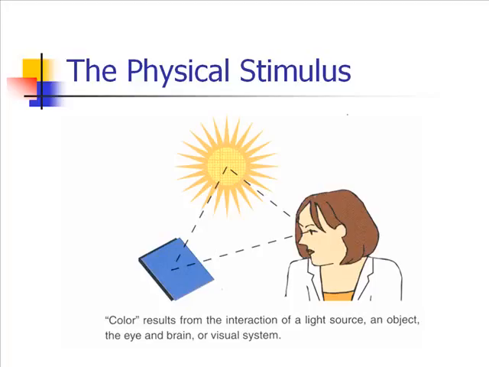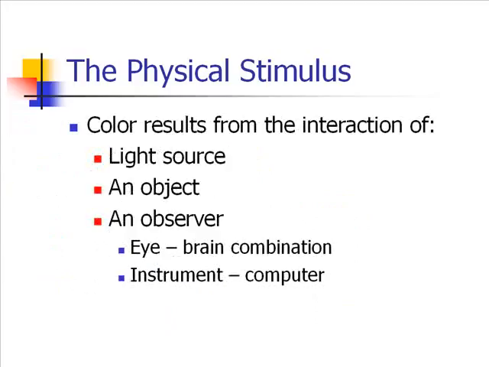When we get into the laboratory, we can replace the light source and our eye and brain with an instrument, a spectrophotometer and a computer. That does it also. It doesn't do it exactly like we do it, but it kind of simulates. You've got to have a light source, object, and observer. You can either have an eye-brain combination for an observer or an instrument-computer combination for it, but that has to be present.